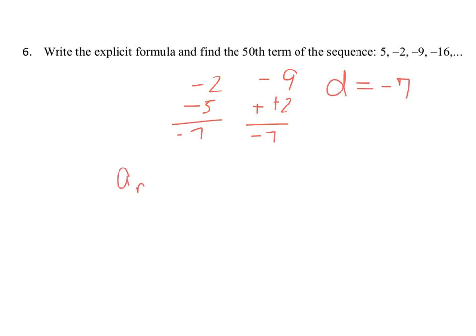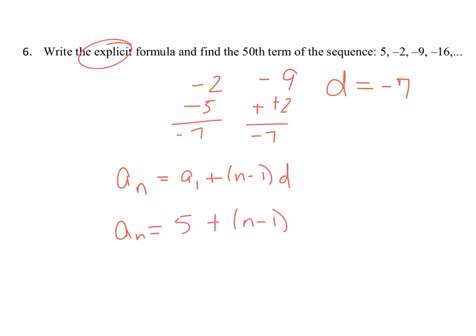To get my explicit formula, all I have to do is go to my reference sheet and write down the formula for arithmetic sequence. Remember, this formula finds any term you desire. So all I have to do is plug in A1, that's 5, and then D is -7. I'm going to put this in to write it in simplest form, and I have -7n plus 7, and adding like terms, 5 and 7 get you 12 minus 7n.